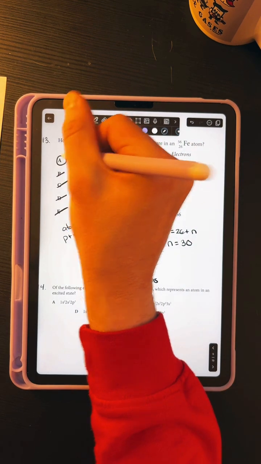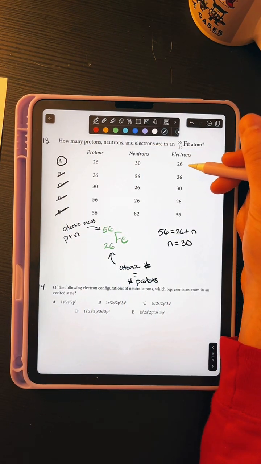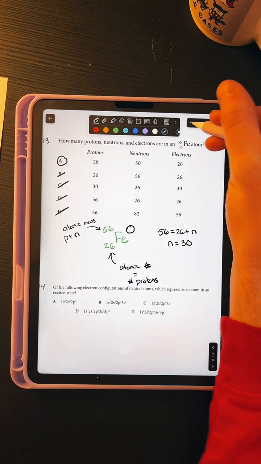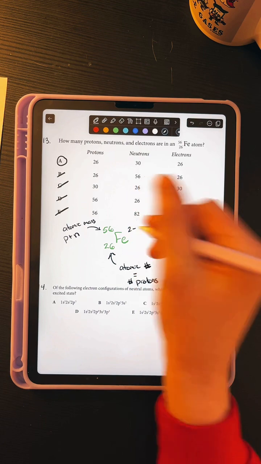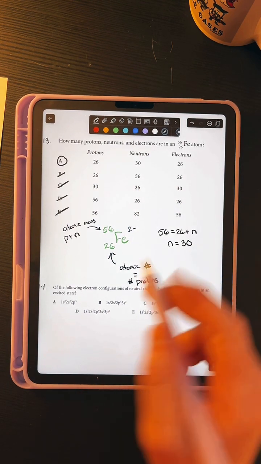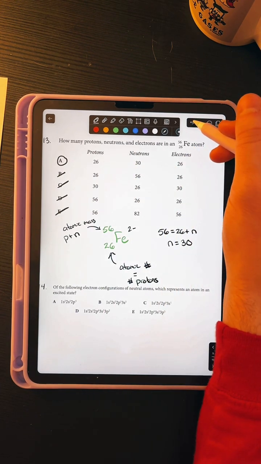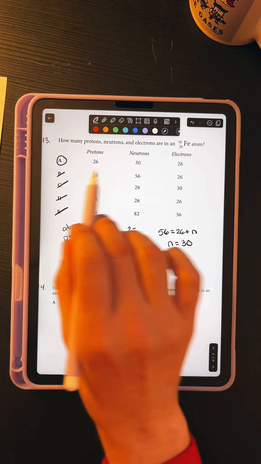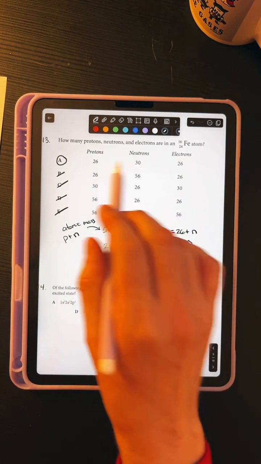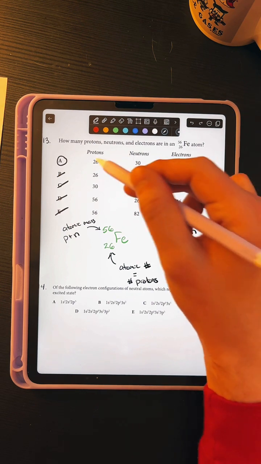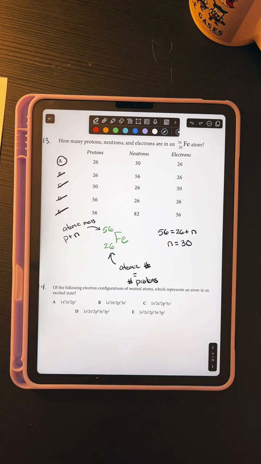And then let's quickly talk about why we have 26 electrons. That's because we don't have a number up here. If we had, let's say, a 2- charge there, then the number of protons and electrons would be different. They wouldn't be identical. But in a neutral atom with no charge, our protons and electrons are equal. So our answer here is choice A.